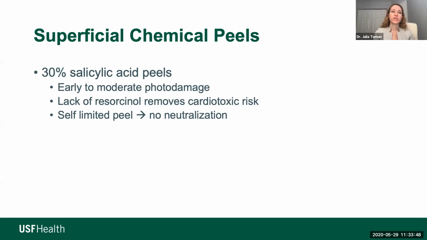And then one final superficial chemical peel is a 30% salicylic acid peel. It's good for early to moderate photo damage. It lacks the resorcinol found in Jessner's solution, which can be cardiotoxic, which is important to remember in these patients. And unlike the glycolic acid, it's a self-limited peel, so it doesn't require any neutralization.